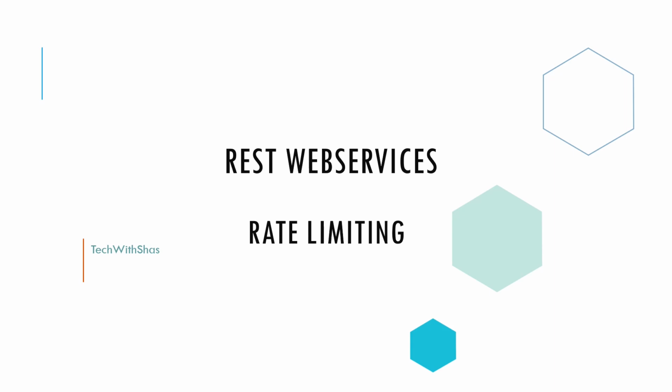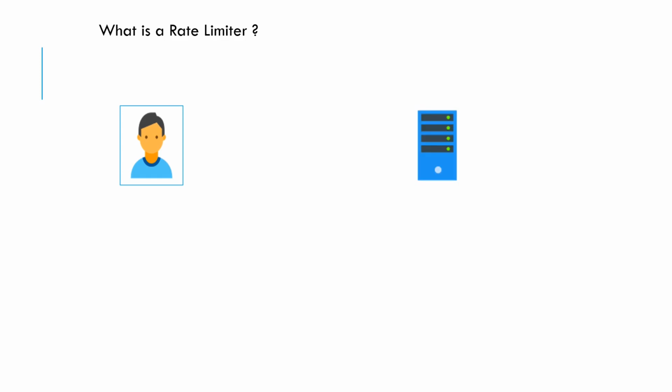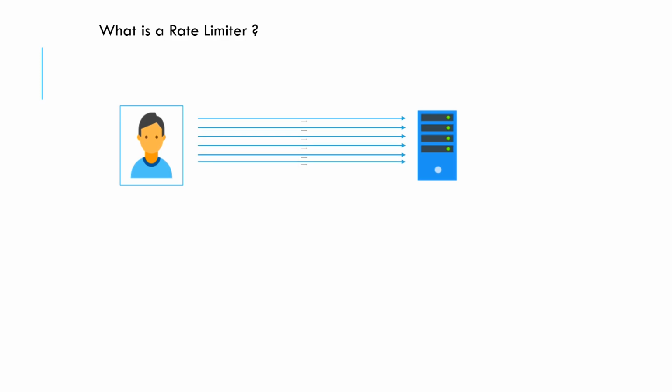In this series of REST web services, in this video, we will discuss rate limiting. Rate limiting is a concept by which we can protect our web service or system whenever there is a bombardment of requests, maybe by mistake from your user or maybe by some hackers. For example, you have a user, system, or client, and you have a REST web service. Maybe an individual user or some hacker with malicious intent sends many requests in a very short span of time.